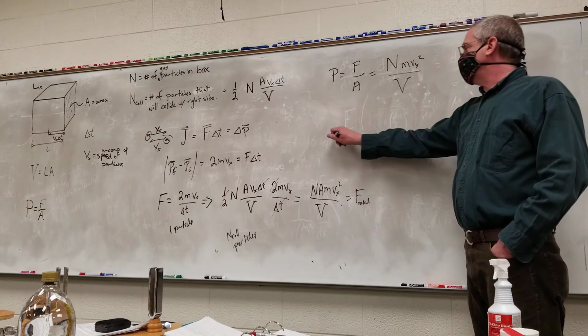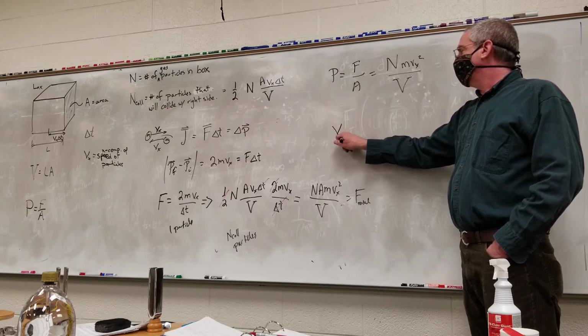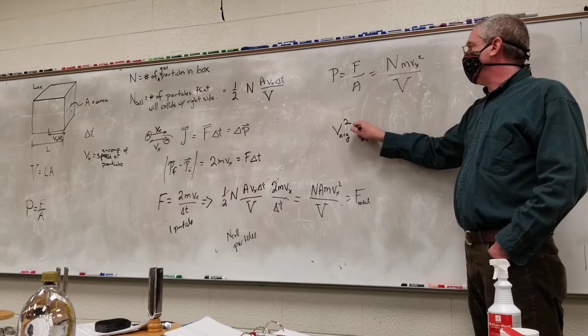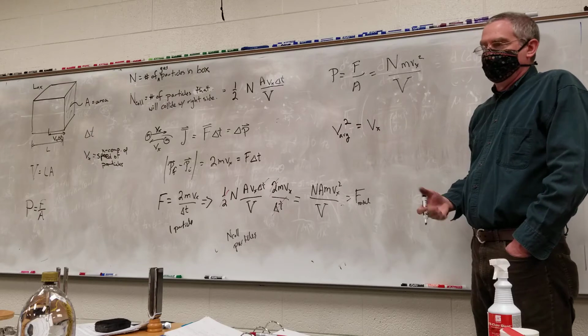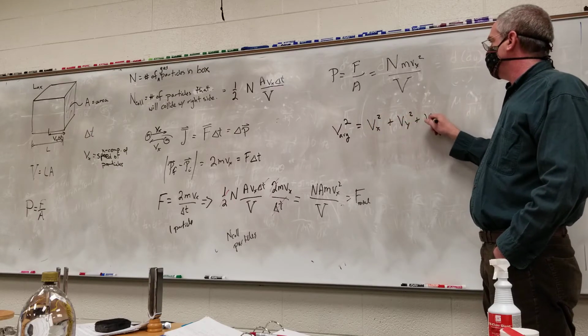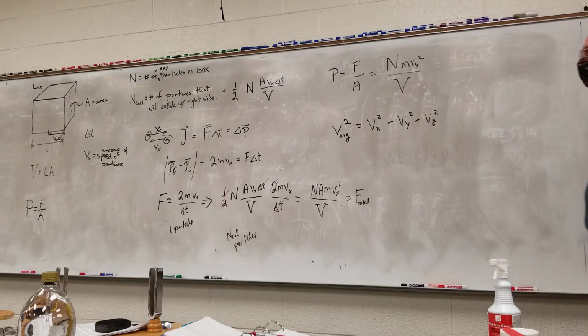Now the average speed, we'll start working our generalizations here. The average speed squared is just going to be the square of each of the components added together, vx squared plus vy squared plus vz squared, because we have a velocity with 3 components, and to get the magnitude, you do the 3-dimensional Pythagorean theorem.